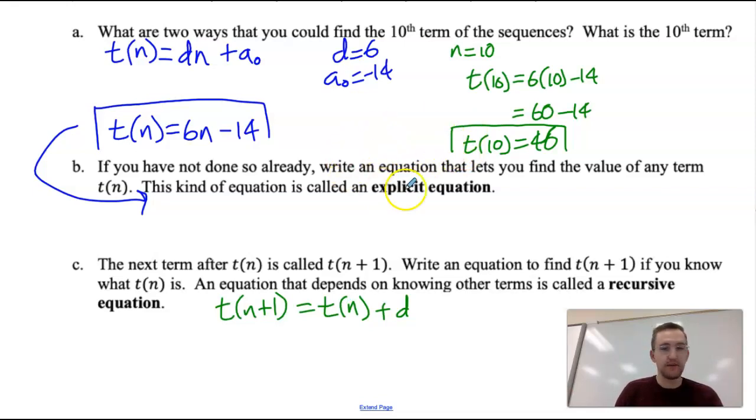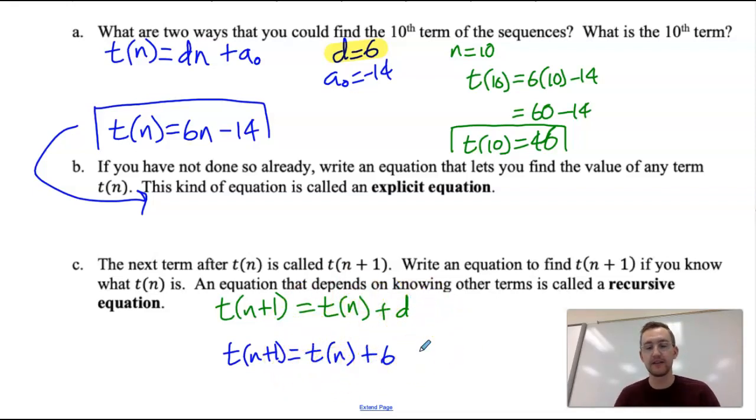So if we do the same thing here, if we try to figure out what the next term would be specifically for this sequence, knowing that our difference is 6, our recursive equation for this sequence would be T of n plus 1 is equal to T of n plus 6. Because we're just taking that term value and adding our difference onto it to get to the next one. This would be our recursive equation, one that helps us find the next term, providing that we already know what the previous term was. So let's see how this works.